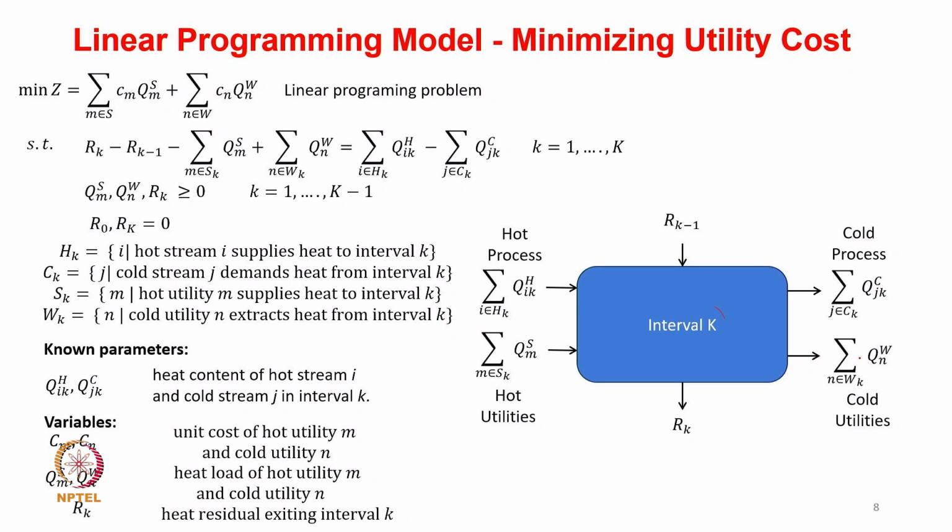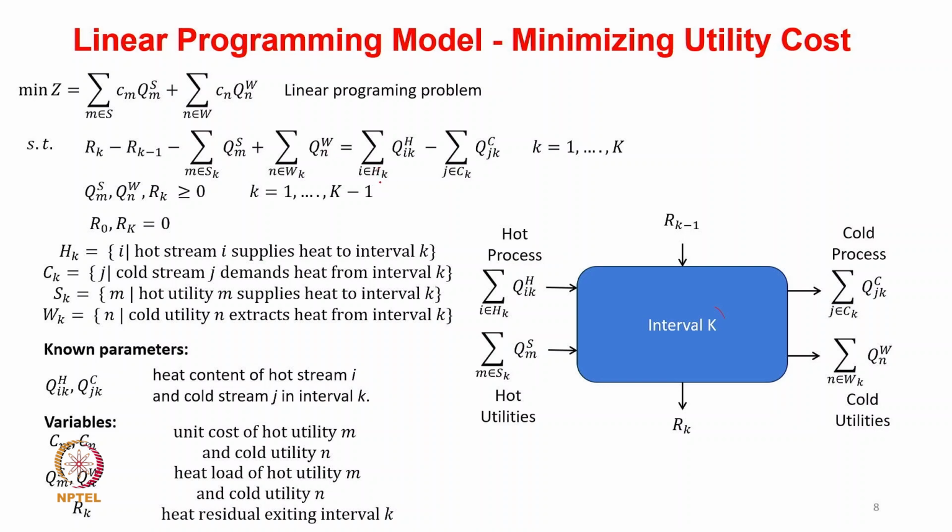So now we can do the balance as we have done over there. We have to match this constraint, so before we look at the objective, let us match the constraints. Rk minus Rk-1 is the first term, which is Qnw minus Qms, the second term, and the third would be Qjkc minus Qhik, which is taken to the right hand side.